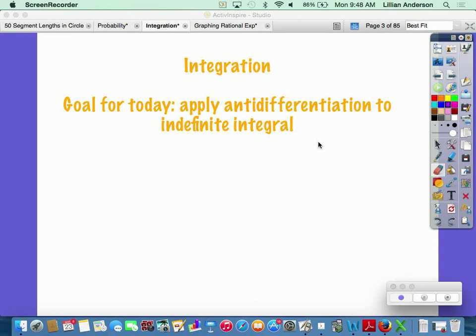Today we're talking about integration, and our goal for today is to be able to apply antidifferentiation to the indefinite integral. Antidifferentiation is basically finding the original function when you're given the derivative. So now we're going backwards. There are two types of integrals you can have: the indefinite integral and the definite integral. The indefinite integral is when we're working with general functions, and definite integrals are more specific. You'll see the difference once we get to that later on in the unit.